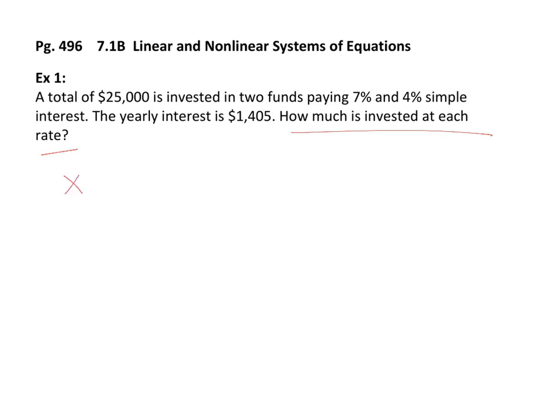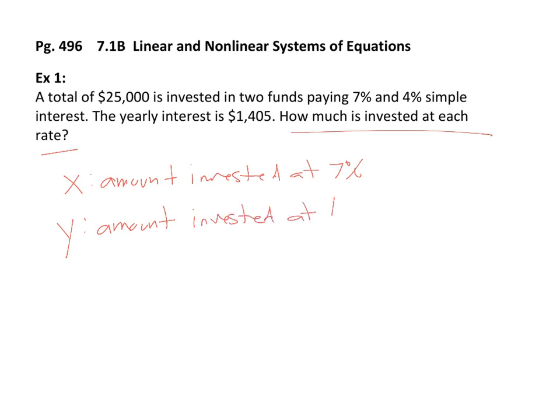So X, we'll say, is the amount invested at 7%. We'll say Y is the amount invested at 4%. The 7% fund and the 4% fund. So I know if I add these two amounts together, I'm investing $25,000 total. So those should add up to $25,000.